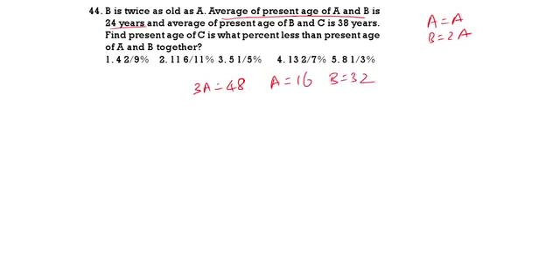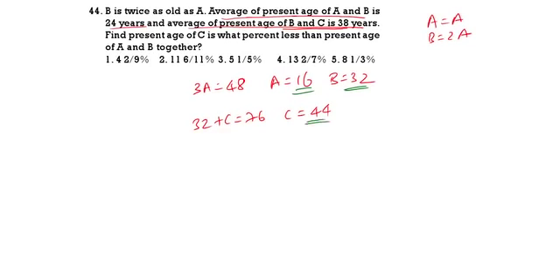Then the average of B and C is 38. If the average is 38, the total is 76. 32 plus C is equal to 76. C is equal to 44. So A 16, B 32, C 44.